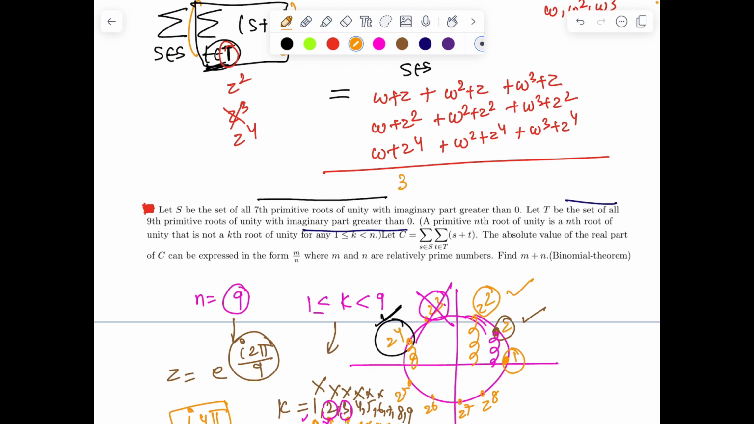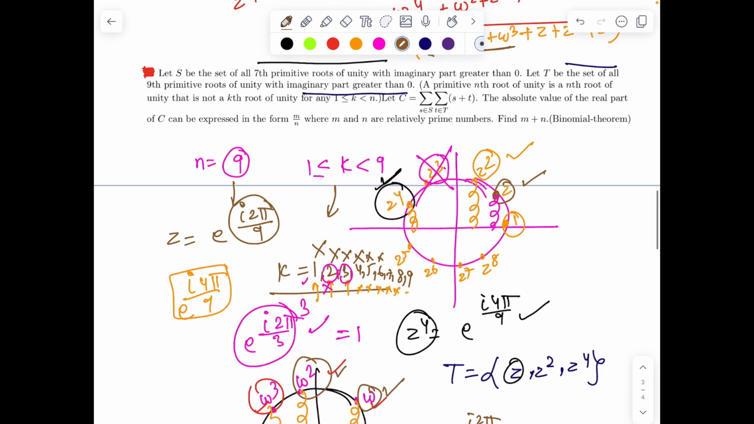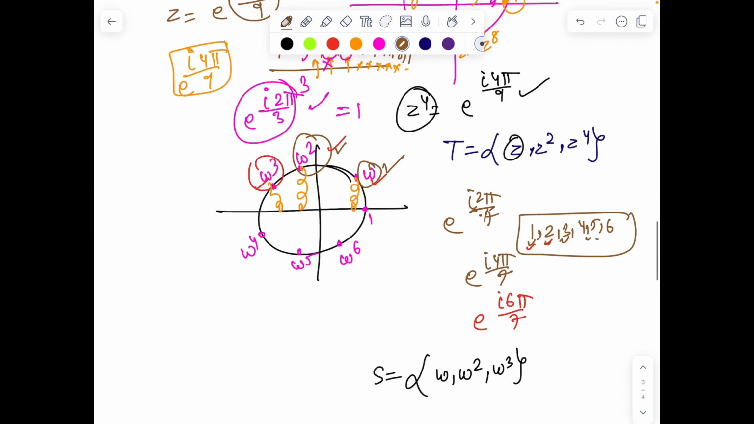अब इसको if all of them you will add, what we are getting? By adding all of them, we are getting 3 times of omega plus omega square plus omega cube plus z square plus z4. And we need to find the real part of this. Okay, now we already know omega plus omega square plus omega cube real part will be minus half.